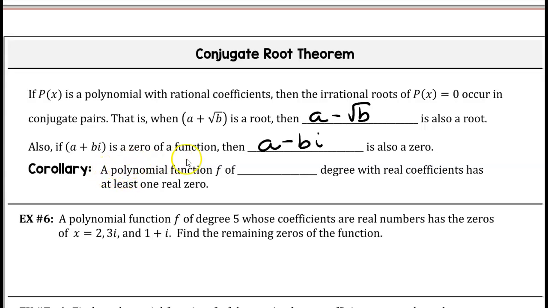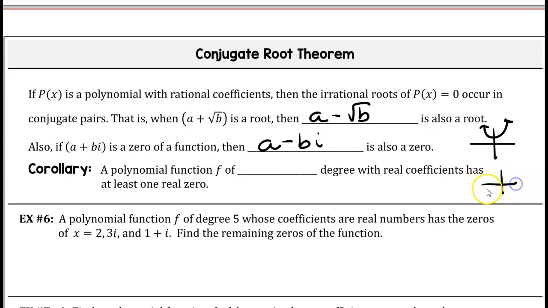If a polynomial function f of odd degree with real coefficients has at least one zero. So how can you get at least one zero no matter what? If you think about it, if you graphed an even degree, it's possible to have no real roots, right? Because if it stays away from the x-axis, it's possible to have no answers at all, or no real numbers anyway.